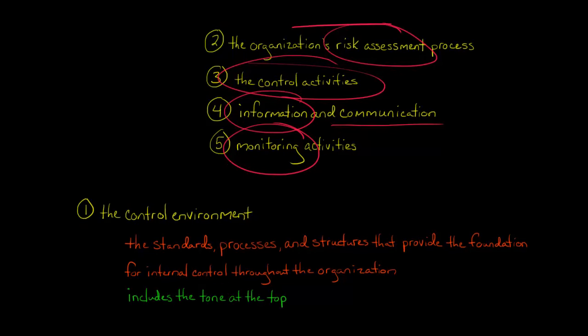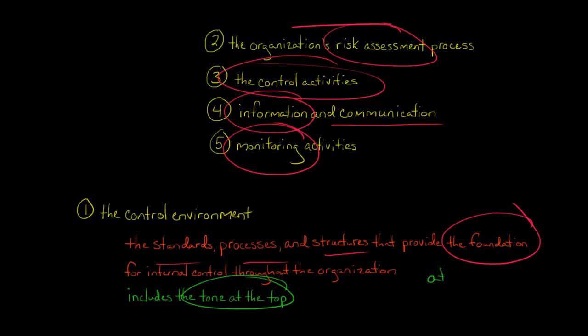So we'll start with the control environment. That's the standards, the processes, the structures that make the actual foundation for internal control throughout the entire organization. So this includes the tone at the top. What do I mean by tone at the top? The attitude of top management. Let's take the CEO, for example. So the attitude of the CEO towards internal control.